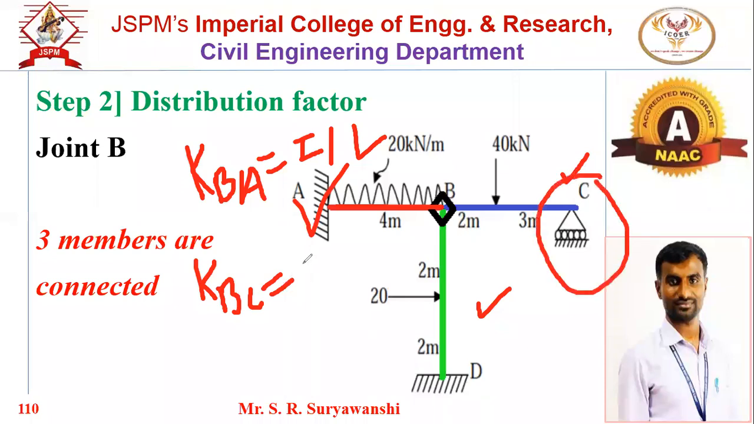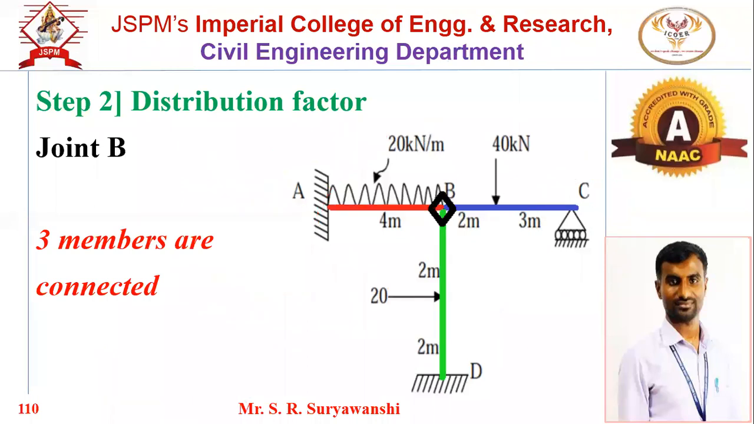3I by 4L. Yes, 3I by 4L, because in case of roller, BC member, C is the simple end or the roller end. It is the end support and that is roller. So that's why 3/4 into I by L. And that of BD, it will be I by L, because D support is the fixed support, the far end is fixed. So these are the relative stiffnesses.